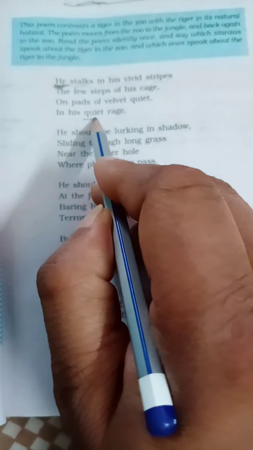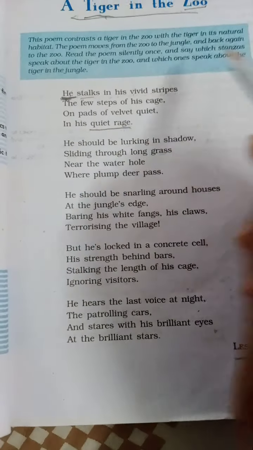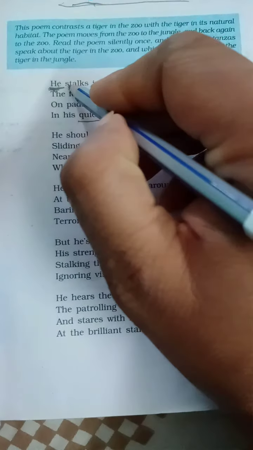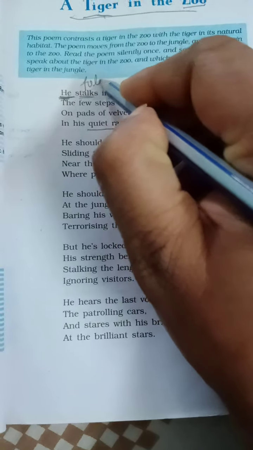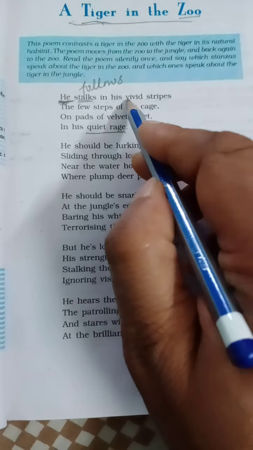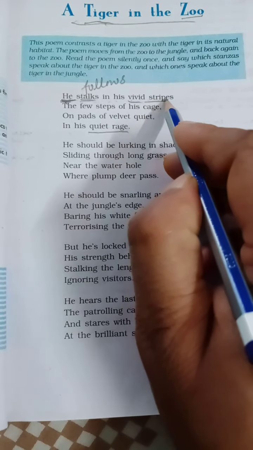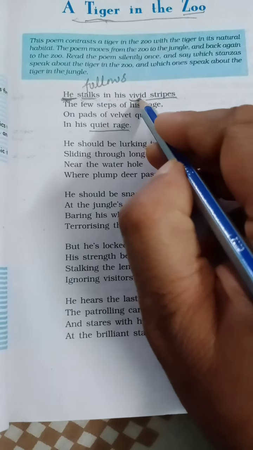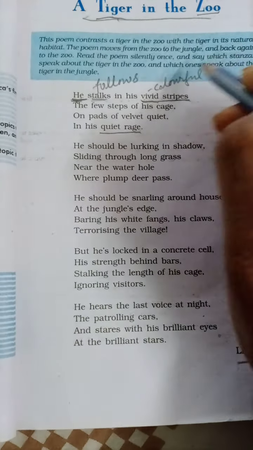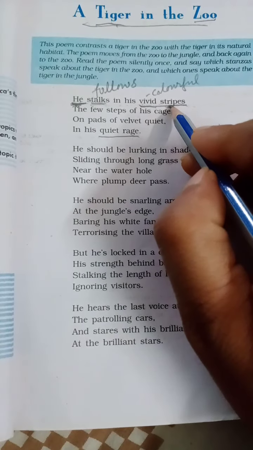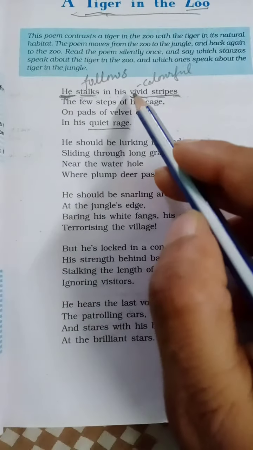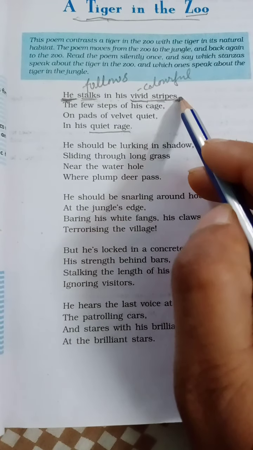I underline two words. I will tell you later about those two words. He stalks. Stalks means here follows. I am writing this here. He follows in his vivid stripes. Stripes means here the skin of the tiger. Vivid means colorful, or you can say bright color. Stripes means the stripes on his skin. So here the tiger is moving in his colorful stripes.